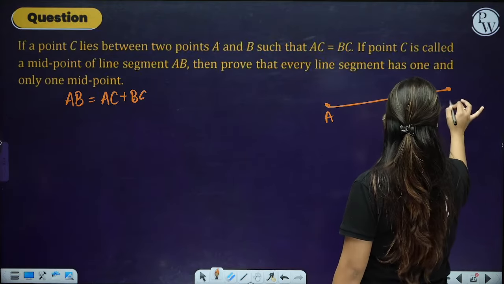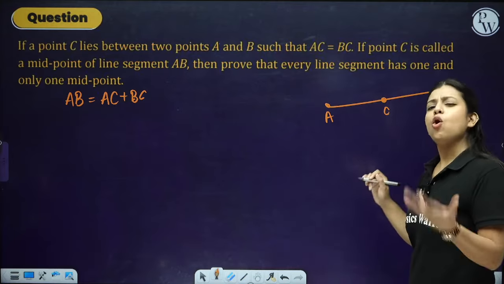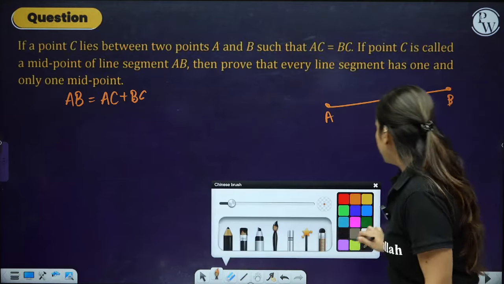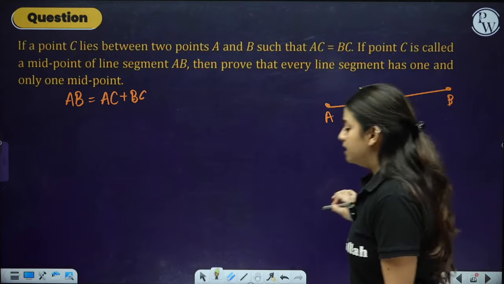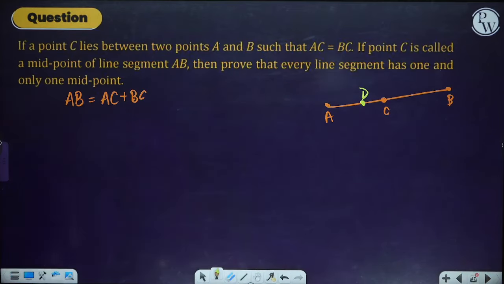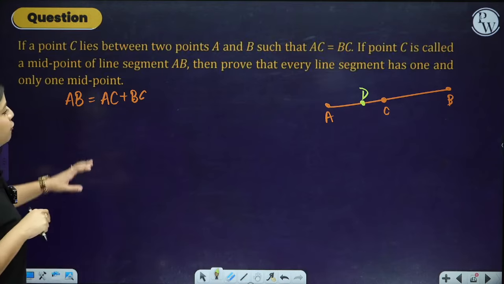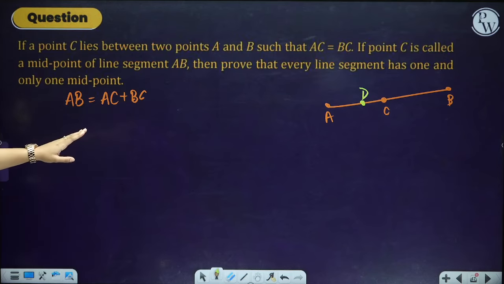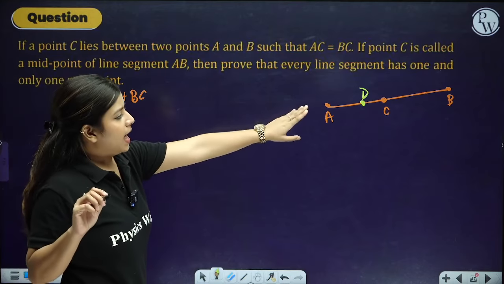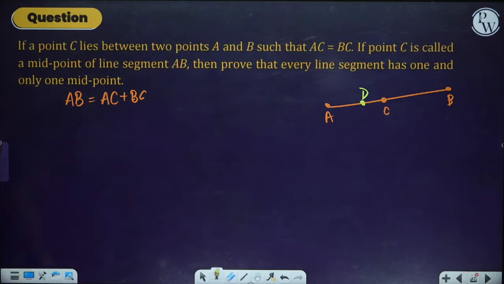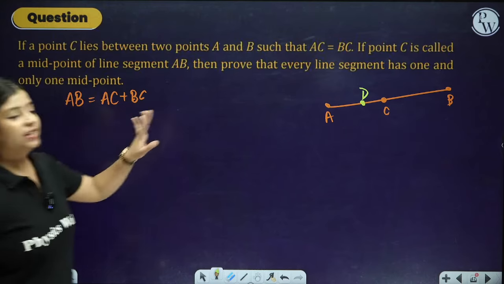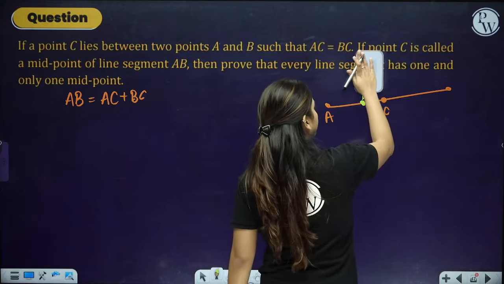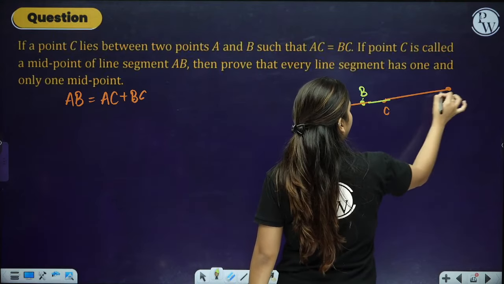So we have AB and we are given C. Let's say no, there is one more midpoint, I am not agreeing with it. Let's say D is one more midpoint that is present for AB. So let's say this is A, let's say this one point is B, and this point is D.